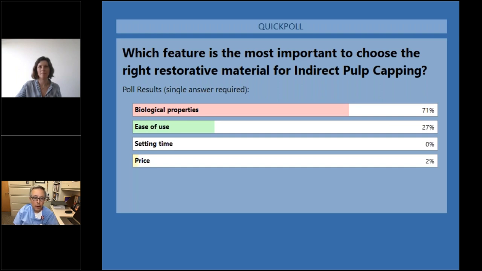But we are going to learn that with Biodentine, we can combine the biocompatibility, it is easy to use, and the setting time. I don't want to really discuss the price, but out of the four, we are going to learn the characteristics of Biodentine, and we will see that for sure it is bioactive, and that will match the 71% of the attendees who believe that's the most important feature when they pick a restorative material.